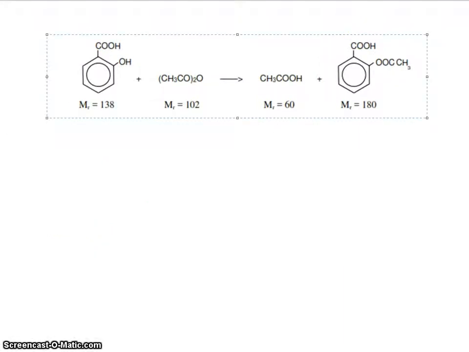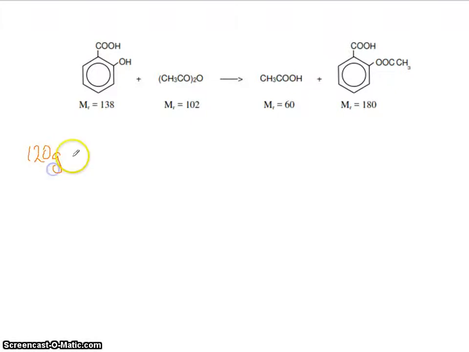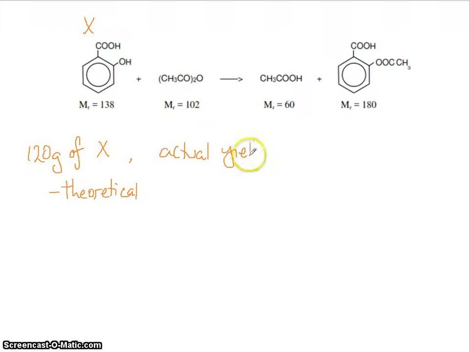So if we do some yield calculations on this, let's make it a slightly more realistic reaction. So let's say that we started with 120 grams of, let's just call this X for convenience now, so 120 grams of X. What would the theoretical yield be? And let's say that we had an actual yield of, let's call this Y, an actual yield of 92 grams. So what would our theoretical yield of Y be, and what would our percentage yield of Y be?